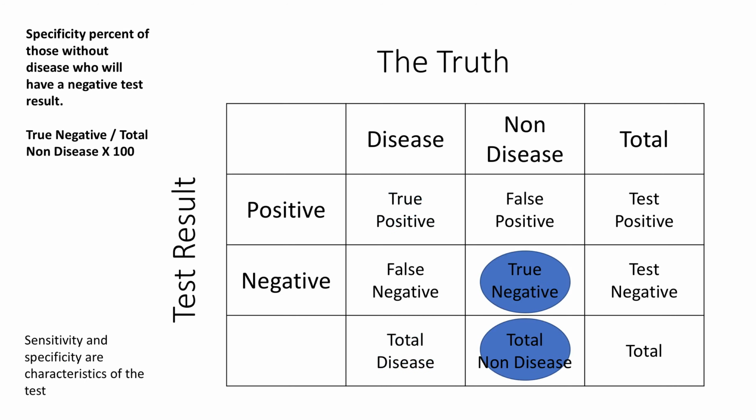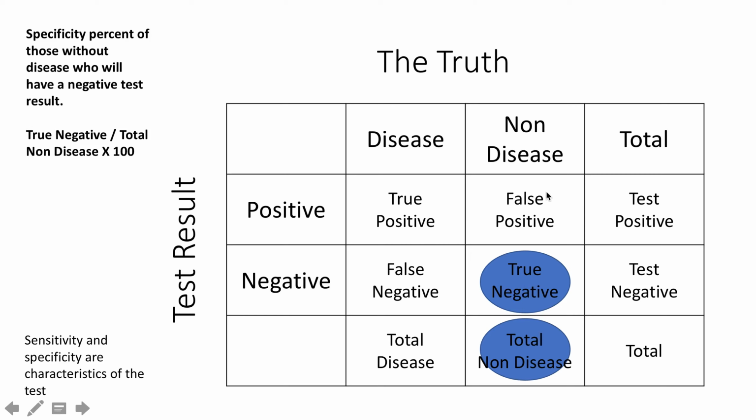Whereas specificity is sort of the opposite of that, but for negatives. So it's the hits for negatives. So sensitivity and specificity are both hits. It's how many times you find what you're looking for and you're right. And so specificity is how many times you find true negatives out of people who don't have the disease.